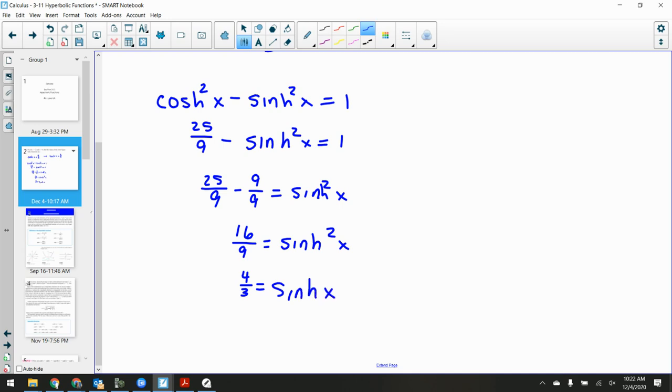So we got hyperbolic sine now. So hyperbolic cosecant is 3/4. We got 4 out of the 6.